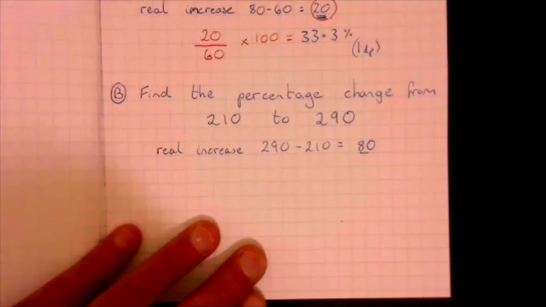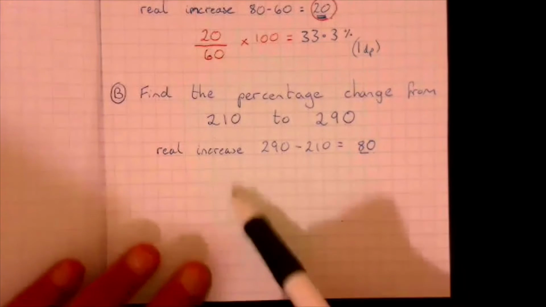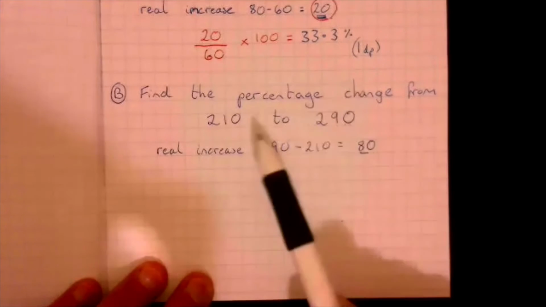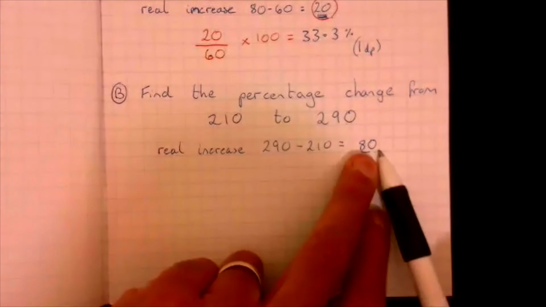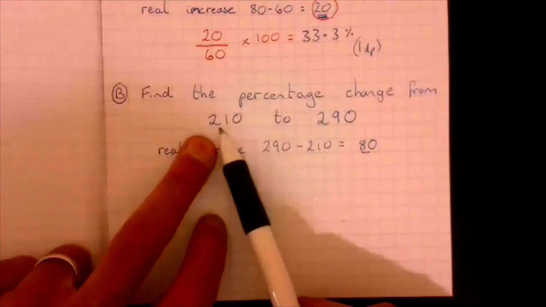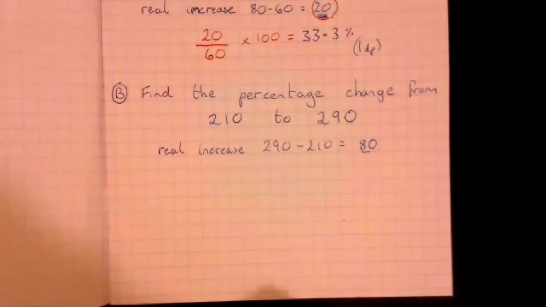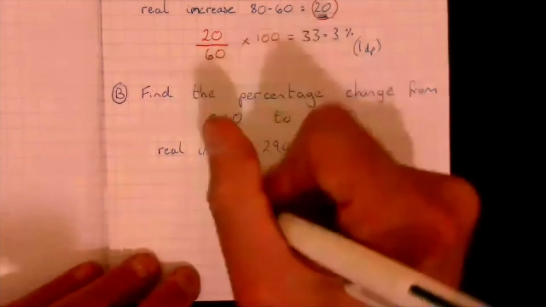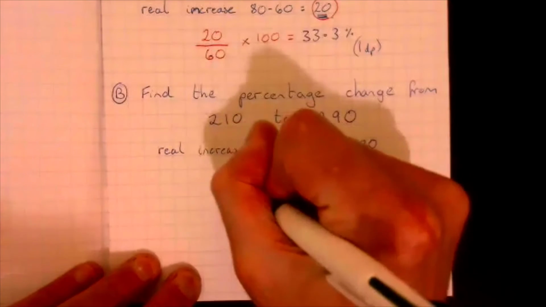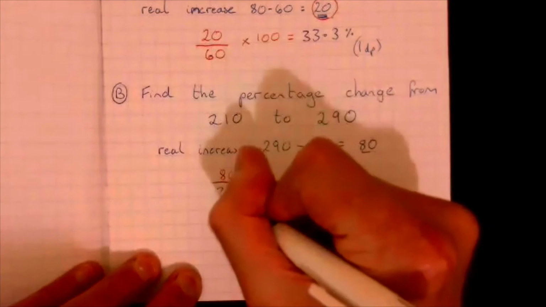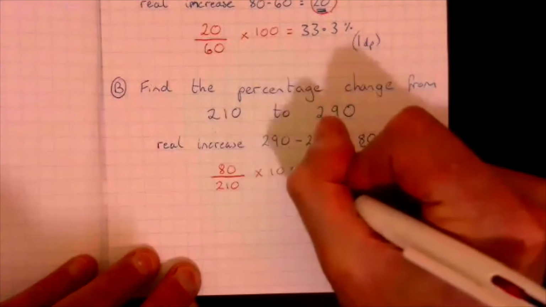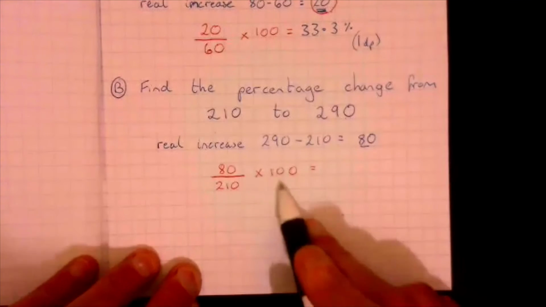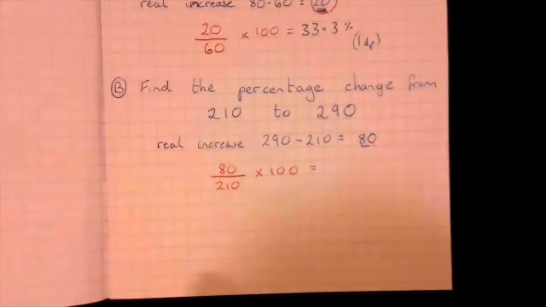So that's 80. Remember now, what the actual question says is find the percentage change. So this is the change, and it's this as a percentage of what we started. So it's going to be 80 divided by 210 and then multiply by 100. Make sure you're writing these workings. If you write the workings, you're more likely to remember for next time.